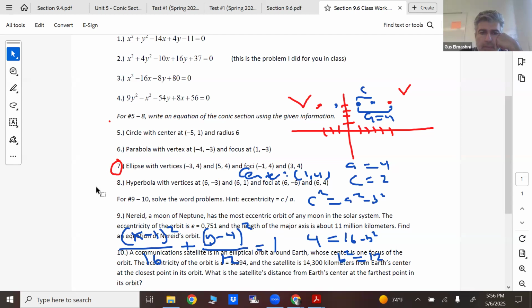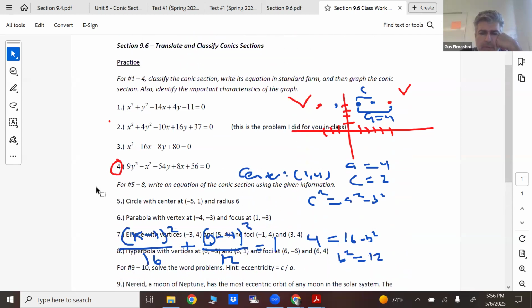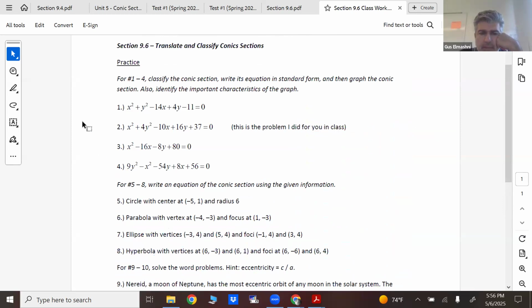And then this is the last thing we'll do with ellipses. I'll briefly talk about hyperbolas. Then we'll end our call for today.